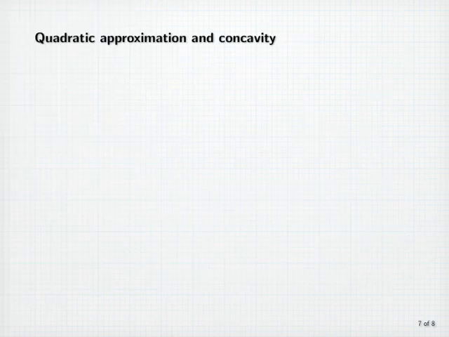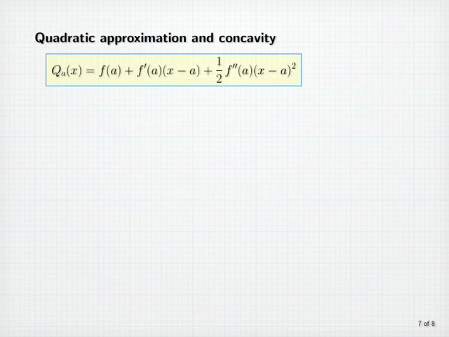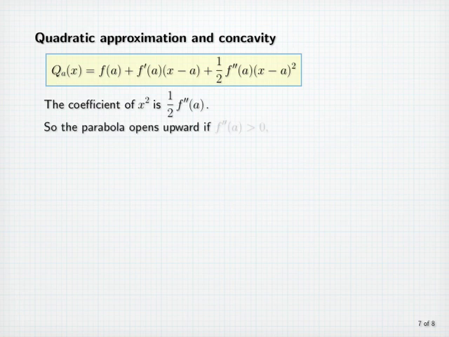Quadratic approximation and concavity. Let's recall our formula for the quadratic approximation: f of a plus f prime of a times (x minus a) plus 1/2 f double prime of a times (x minus a) squared. Now the coefficient of x squared here is 1/2 f double prime of a. So the graph of this quadratic function is a parabola that opens upward if f double prime of a is positive and opens downward if f double prime of a is negative.